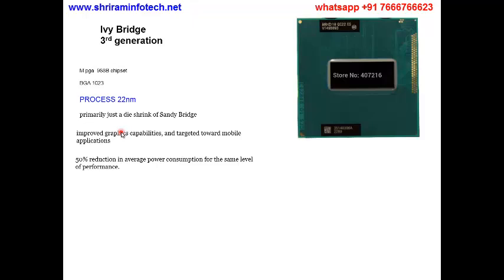NM means nanotechnology. The previous Core 2 Duo is 48 nm. Core i3 is something like 32 nm. And this third generation is 22 nm. So it reduced the power, reduced the heat. So this processor in those days was used for ultrabooks. In those days there were ultrabooks, slim. Okay. So the 50% power reduction.